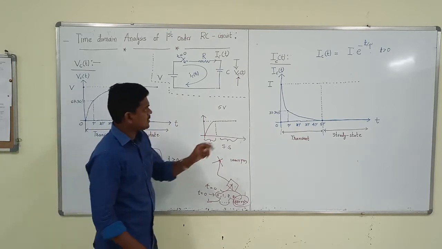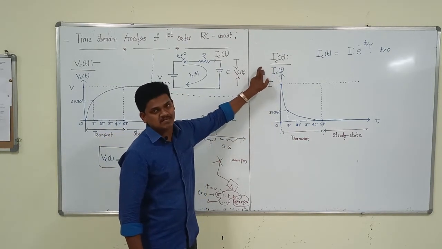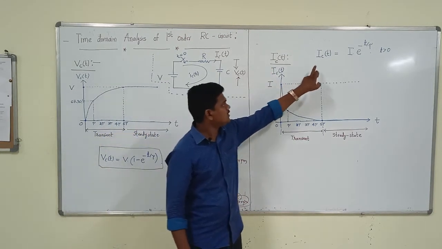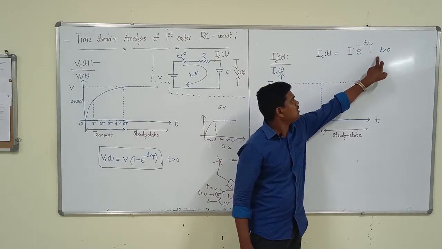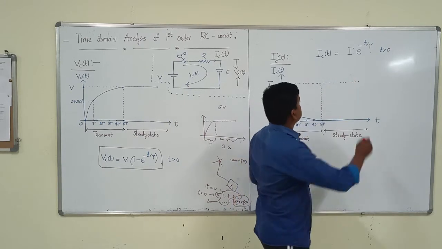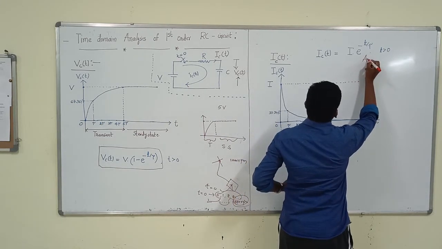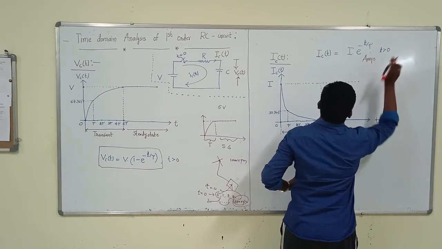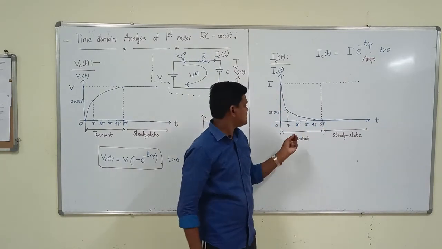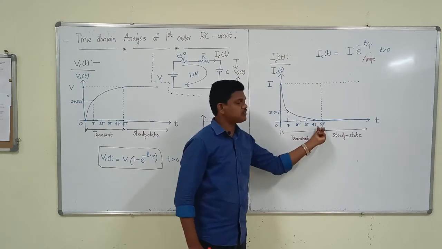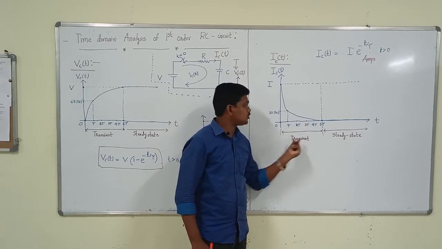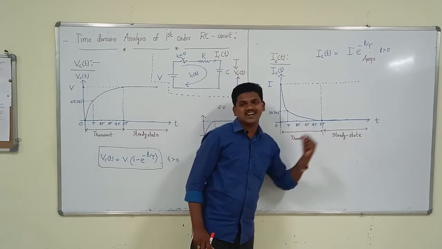Same as the capacitor voltage, the current across the capacitor is the same thing. Here the formula for current across the capacitor is I into e power minus t by tau. What is the unit of capacitor current? Any current unit is amperes, for t greater than 0. That means, same thing, the transient state represents 0 to 5 tau, 0 to 5 time constants, after that steady state.